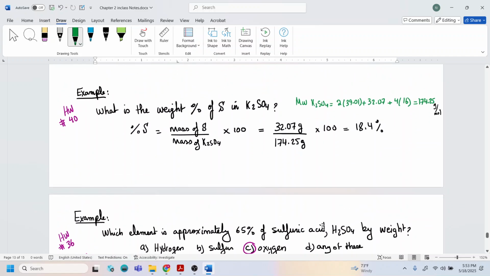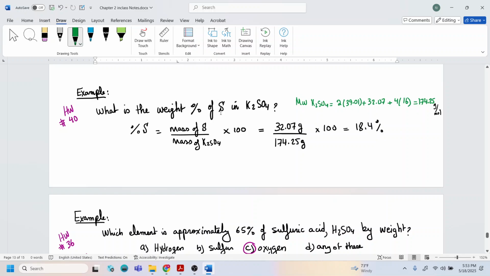Let's have another example here. What is the weight percent of sulfur in K2SO4? K2SO4 has multiple elements in it. It has potassium, sulfur, and oxygen: two potassium atoms, one sulfur atom, and four oxygen atoms. So the first thing I would do is calculate the molecular weight for K2SO4.